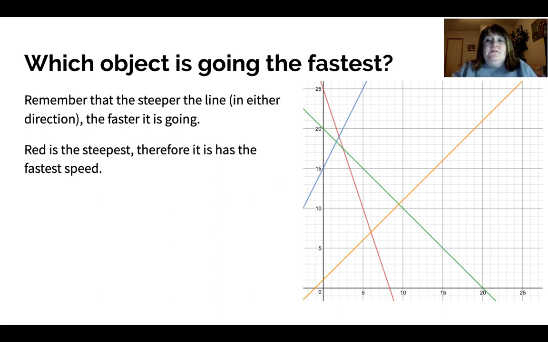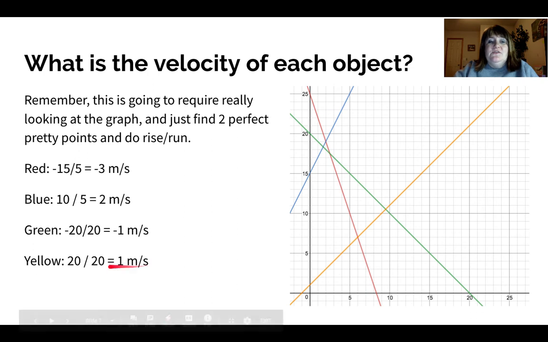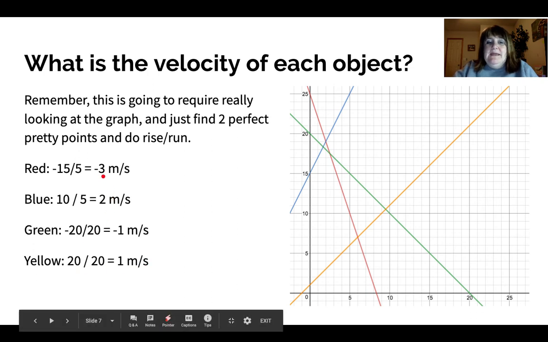Then you do have to be able to identify which object is going the fastest. Here it's going to be the red object because it was the steepest. Notice that it also had the highest speed, just in a negative direction.